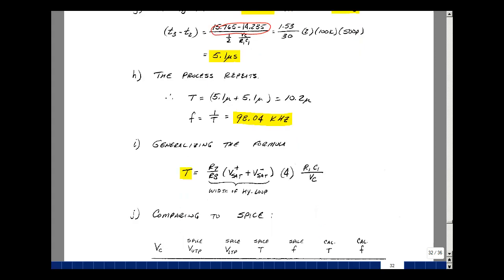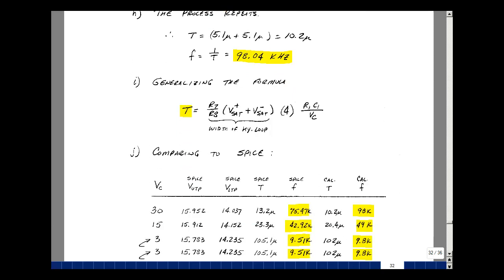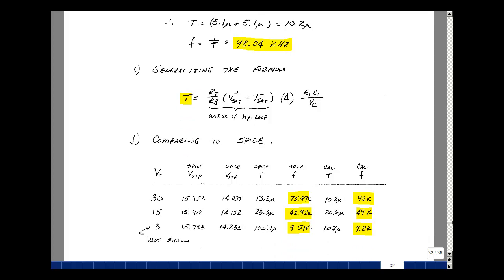So we could predict now for any value of V sub C what the time is going to be. Well, how does this all compare? Let's just summarize the data here. For control voltage of 30 volts, my upper trip point was 15.952 in the SPICE simulation. My lower trip point was 14.037. The period was 13.2 microseconds, and the frequency was 75.47 kilohertz. Using this formula, or the calculations we just did, it's 10.2 microseconds for the period and 98 kilohertz for the frequency. So why are we off?